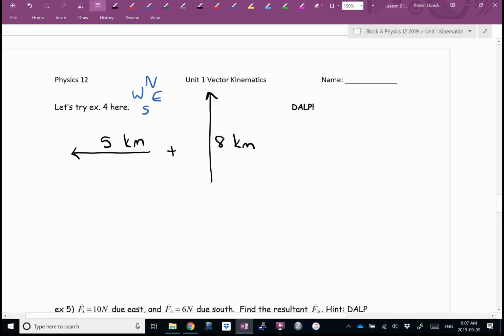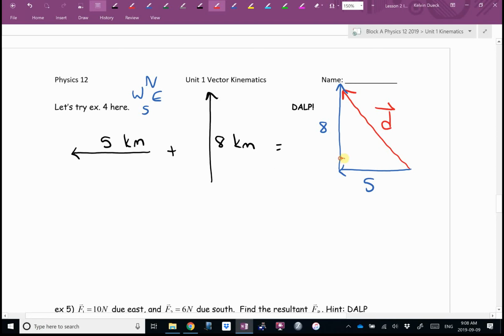So I've DULPed. What's that going to equal? Well, Dan, how would I draw these two vectors and add them together? By drawing them. So it's going to look like this. 5. And then on the tip of the first vector, I put the tail of the second vector, 8. The resultant is from the tail of the first to the tip of the second. And since this is a displacement, I'm going to call it D vector for displacement.